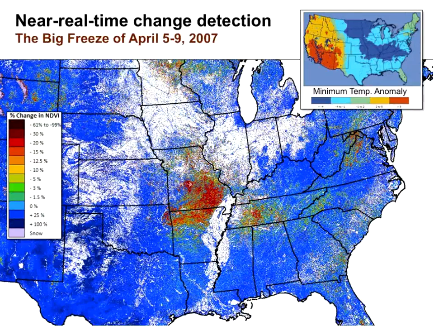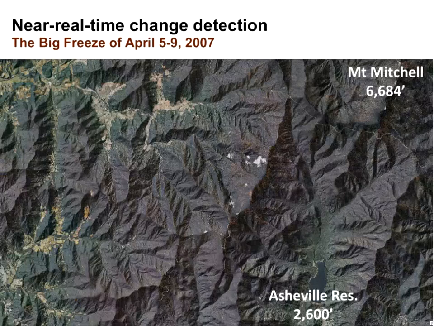This is the big freeze of April 5th through 9th of 2007. A freeze of legendary proportions. You can see the temperature anomaly in the upper right up here. It affected Missouri completely and a lot of these other areas. And with this change masked here, you can see that the Mark Twain National Forest, southeastern Missouri, was hit especially hard by this event.